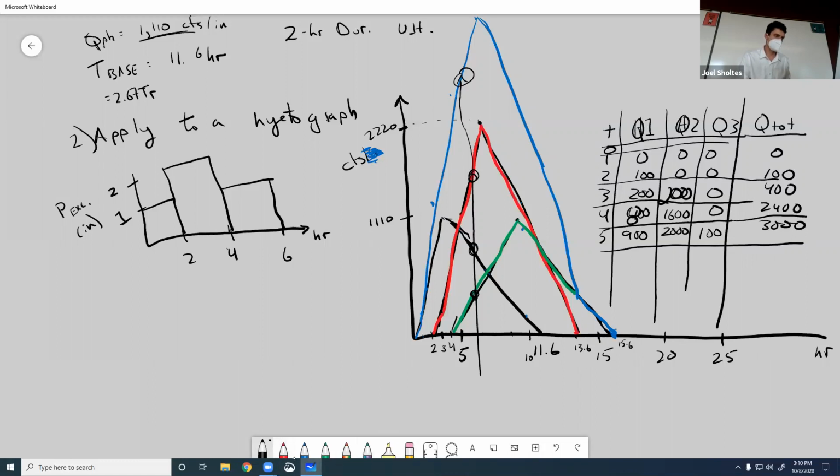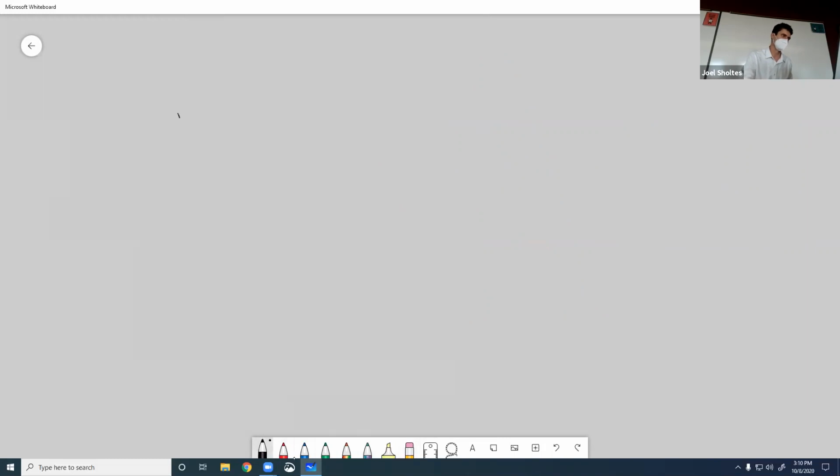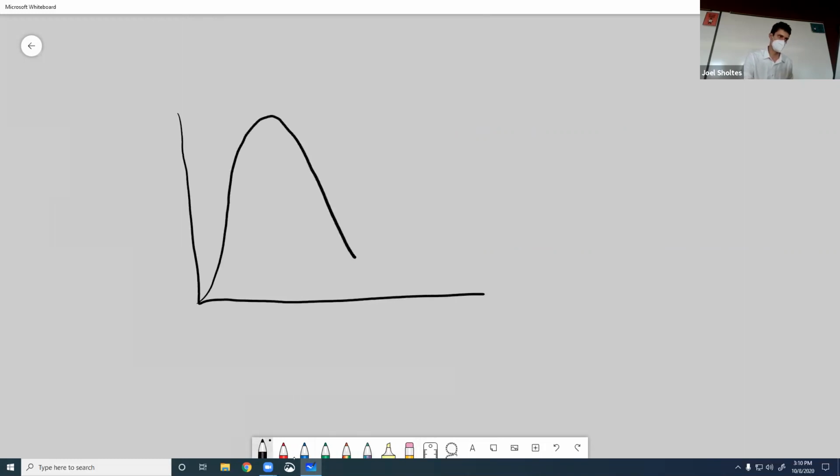So the SCS one, I'll show you what that looks like real quick. There's this kind of curvilinear one. And they actually just give you a table of values. And it's a non-dimensional one. So instead of per inch, it's just divided by peak, and this would be time over TR.